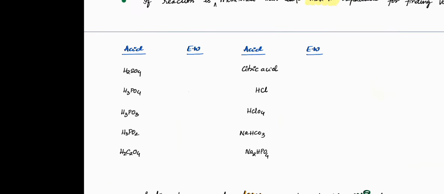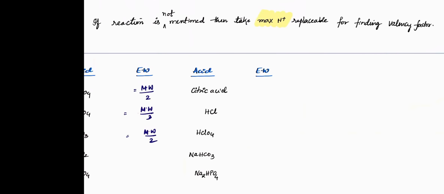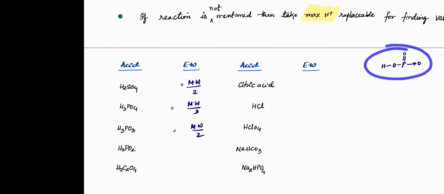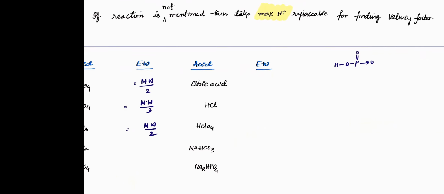So check the first one. H2SO4 equivalent weight will be equal to molar mass divided by 2. Got it? Maximum. So here it will be molecular weight divided by 3, and here it is molecular weight divided by 2. Why? Structurally, if you compare that, you will have this as HOP, double bond O, and so on. Sorry, this one, HPO3. My mistake.